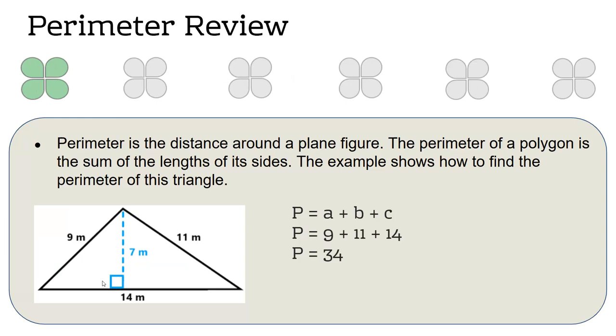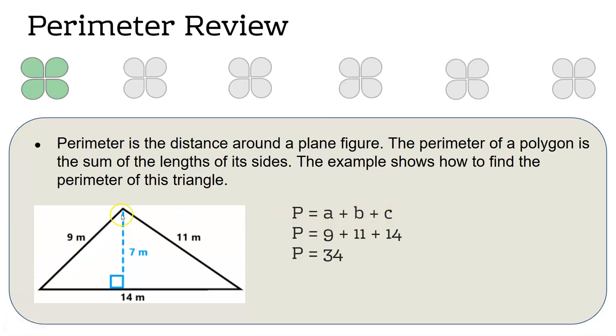Here is your perimeter review. Perimeter is the distance around a plane figure. The perimeter of a polygon is the sum of the lengths of its sides. The example shows how to find the perimeter of this triangle. Perimeter is equal to A plus B plus C.